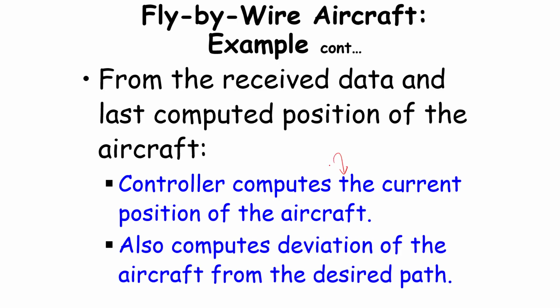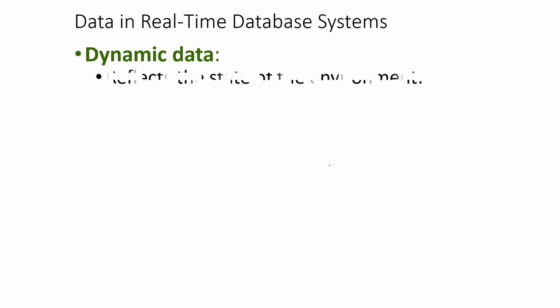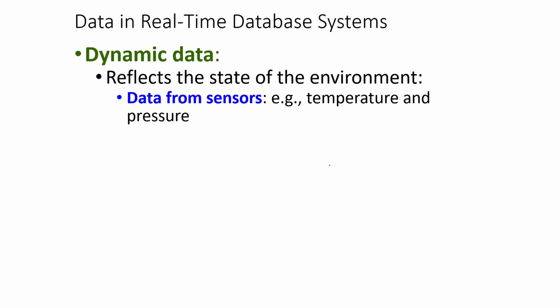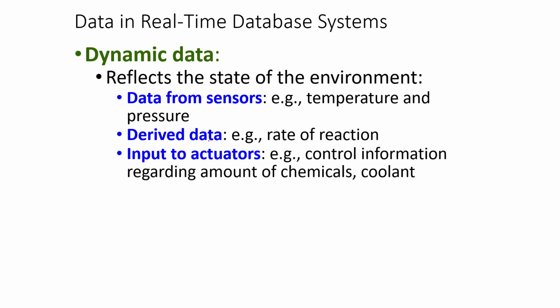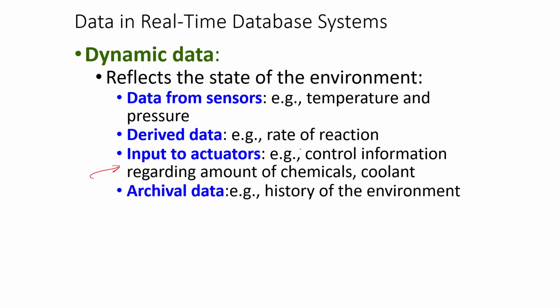That's the reason, even if we want to process it or store it, we have to do all of that within real-time bounds. The moment a deadline is missed, the data loses its validity, either in total or partially. Such data is dynamic, reflects the state of the environment, such as sensor data. It could also be derived data that you derive from other parameters, like a computed derivative. And again, after processing, it is given to actuators, let's say in a chemical plant, to control the rate of chemical infusion and so on.